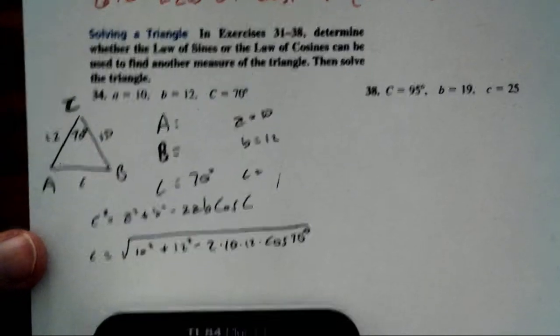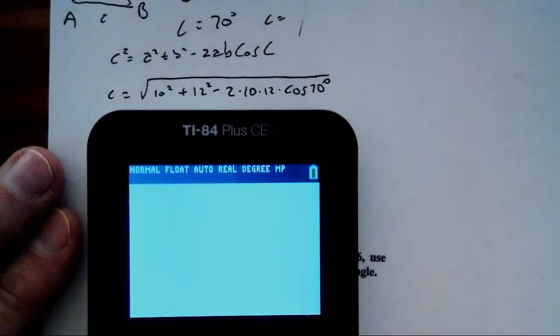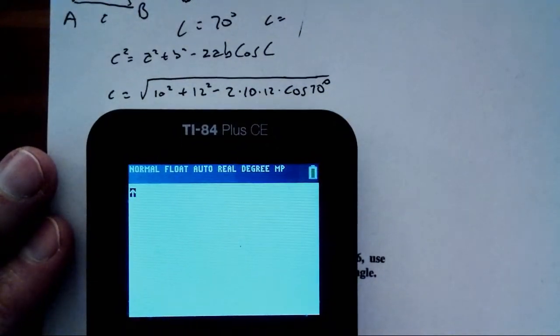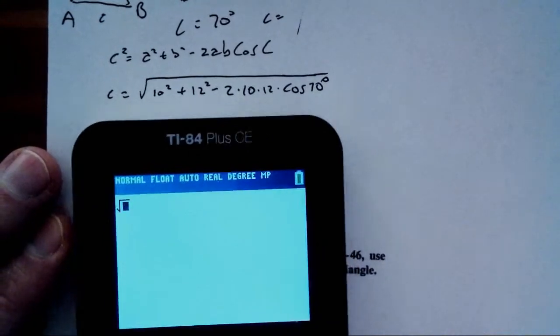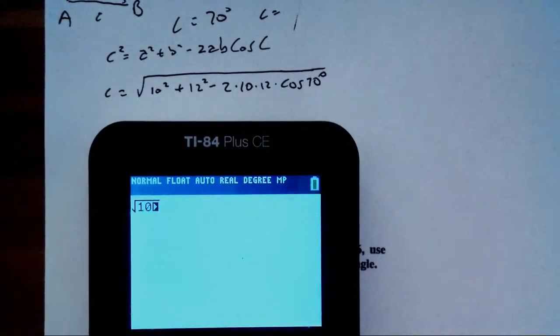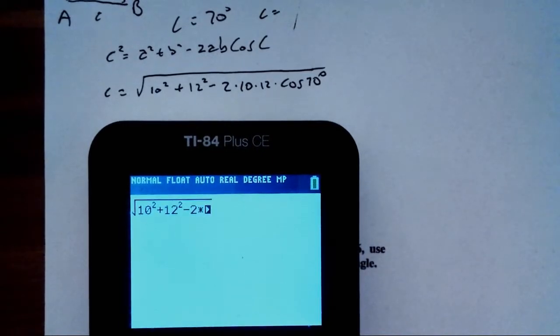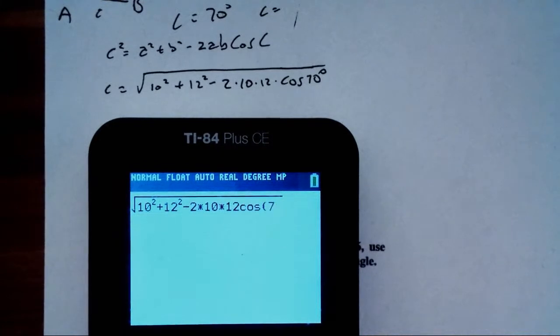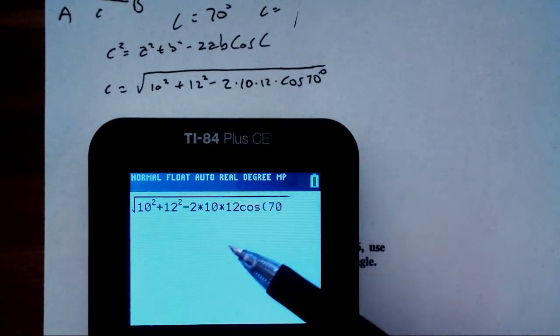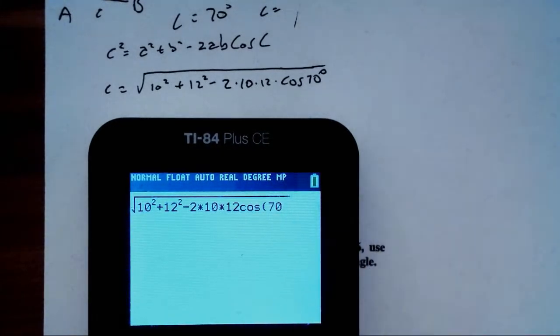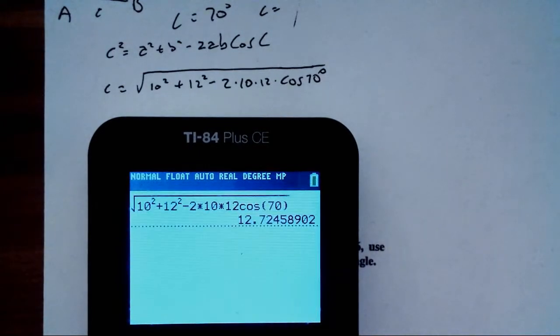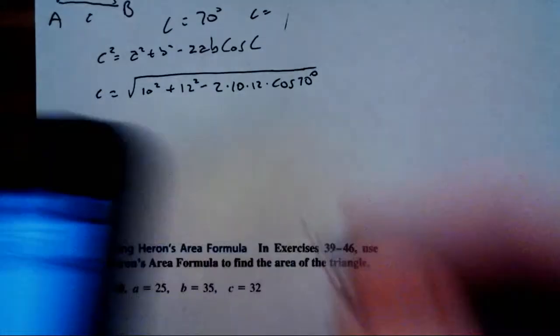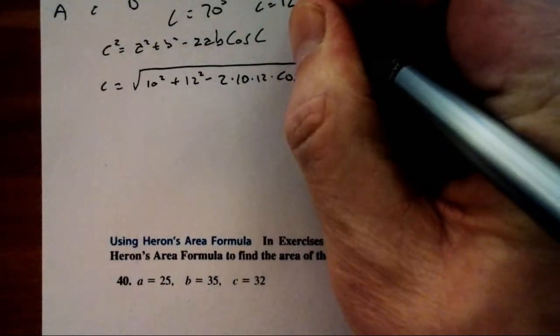So let's check out our calculator and go through that. So big square root, we've got 10 squared plus 12 squared minus 2 times 10 times 12 cosine of 70. Always worth double checking those, and I think we're in good shape there. And I hit enter and I've got 12.7-ish. We're going to round to tenths.